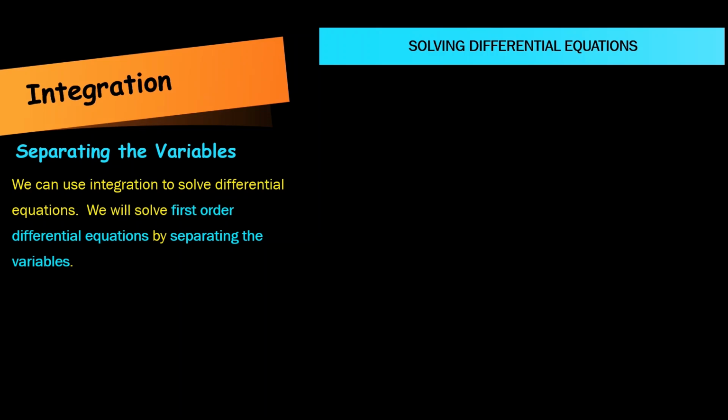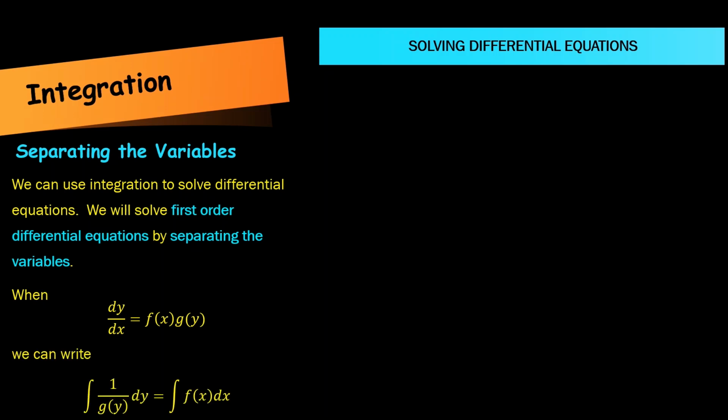We will solve first-order differential equations by separating the variables. This we can do, for example, when dy dx equals f of x times g of y. We can write this as the integral of 1 over g of y dy equals the integral of f of x dx.